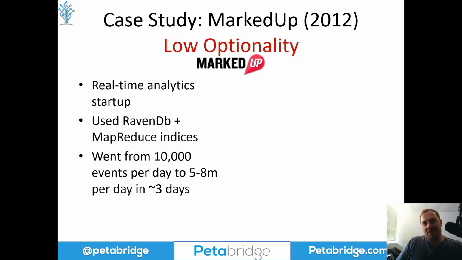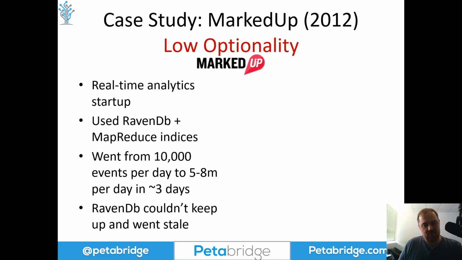But after we launched the service and started getting users to install our SDK, and as those apps got approved and distributed in the Windows Store, we had a period around Christmas 2012 where our traffic went from about 10,000 events per day, which Raven could handle no problem, to 5 to 8 million events per day. All this growth occurred over a 3-day period. And RavenDB absolutely died right around the point we hit a couple million events per day.